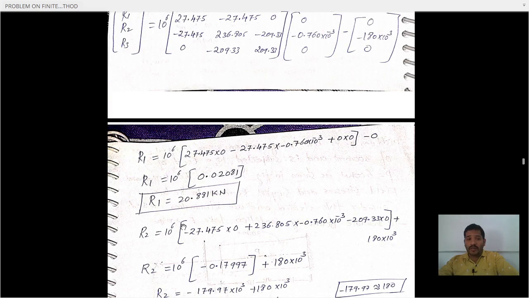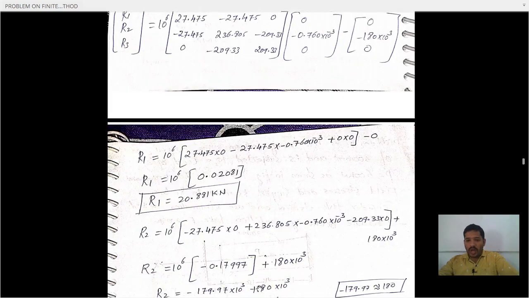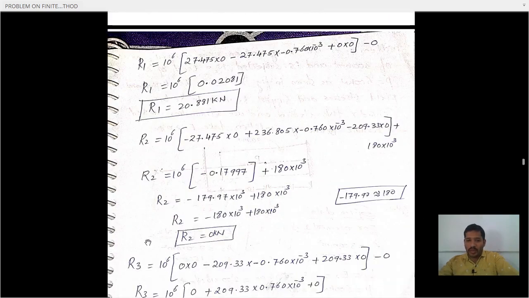If you want to find out the value of R2, the same procedure we need to follow here. R2 equals 10 power of 6 into minus 27.475 into 0 plus 236.805 into this second value, 0.760 into 10 power of minus 3, as well as minus 209.33 into the second value, minus into minus becomes plus. How much? It should be 180 into 10 power of 3. After you calculate, you will get the answer of R2 as 0.